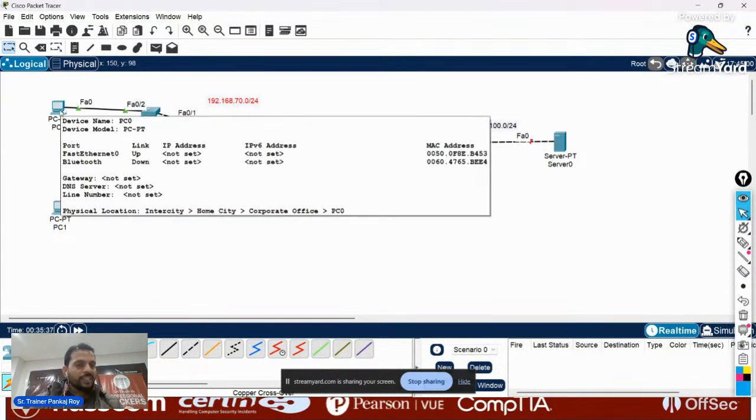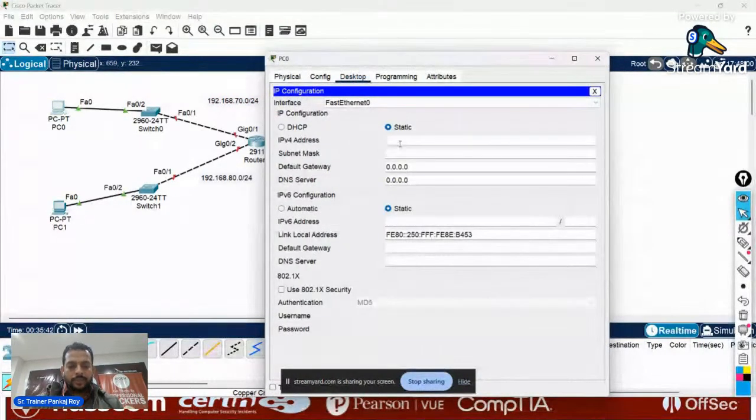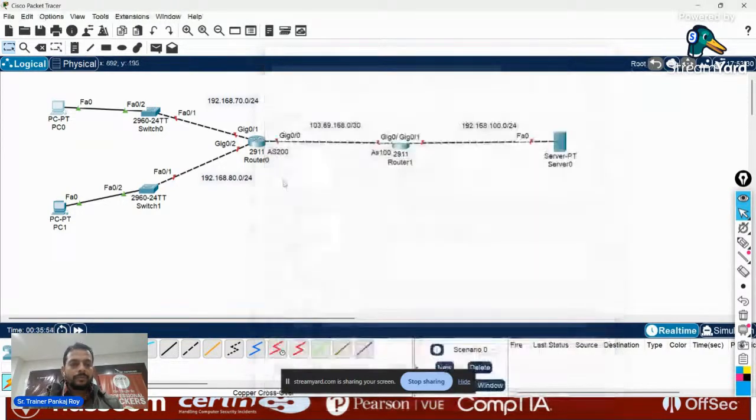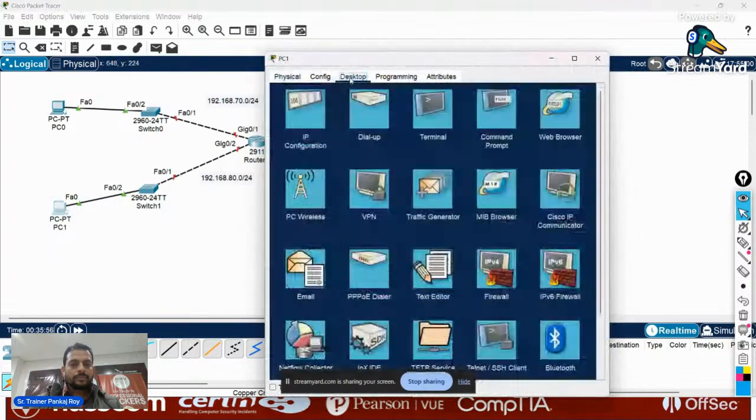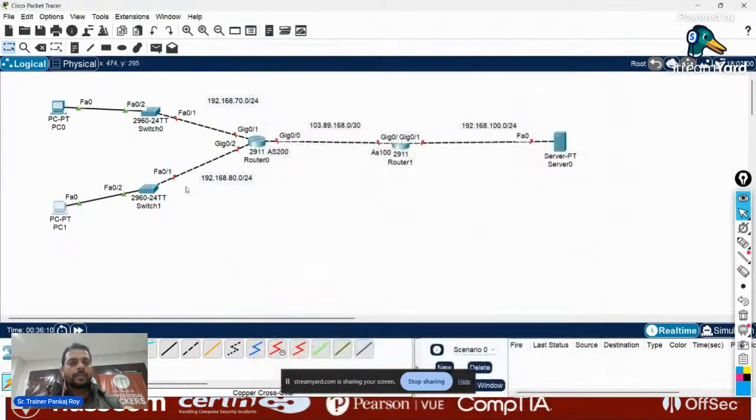Now I set the static IP on both machines, with the respective network ID. 192.168.72.1, 80.2, now 80.1. Okay, also set the static IP on both machines. Now configure the router.